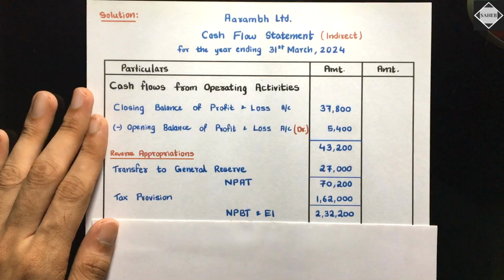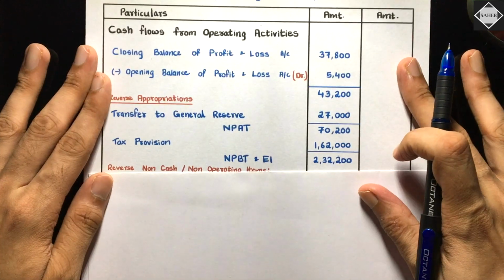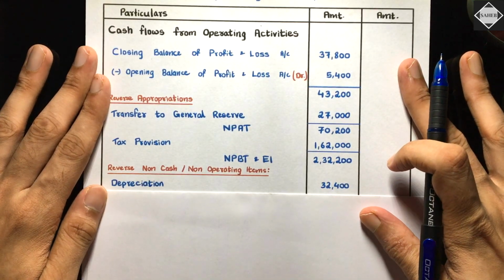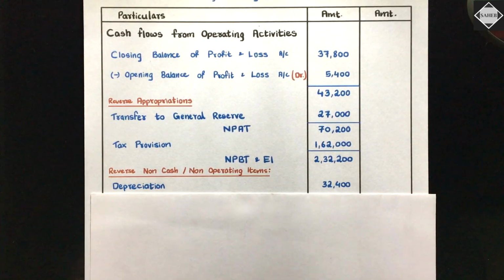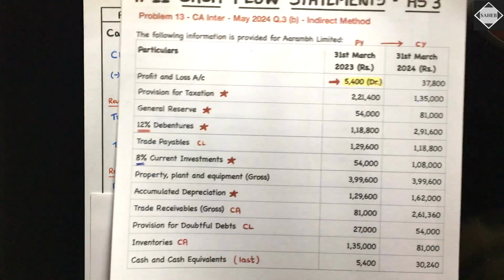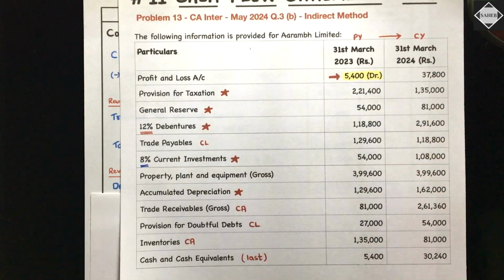So depreciation you will add back and reverse. See here, reverse non-cash non-operating item, depreciation we have added back and we have reversed it. Is it clear? Simple. After this, in the question, do we have any more non-operating items or non-cash items?